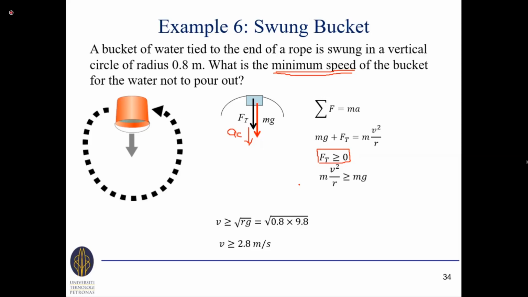So that's why we set the tension equal to 0, because the tension is the type of force that connects the bucket and also the center. So the equation is like that. Rearrange carefully when you bring terms to the left or to the right, and then you get your answer, 2.8 meters per second. Don't forget the unit.